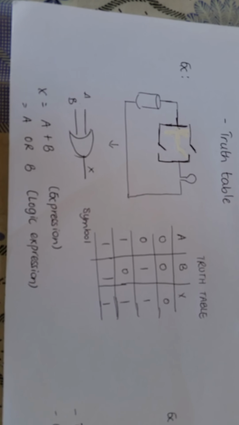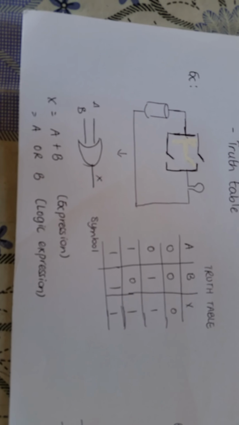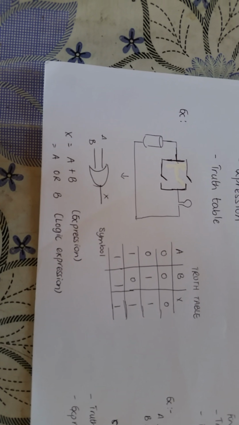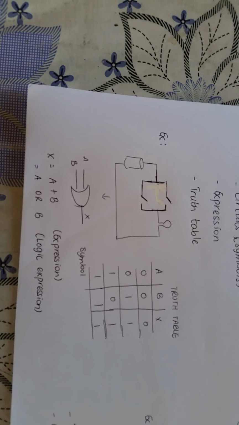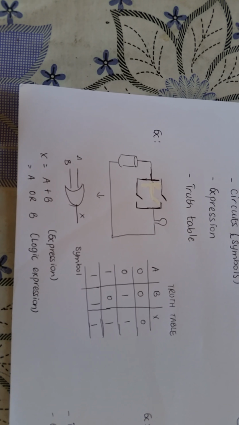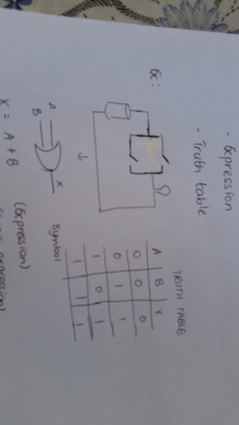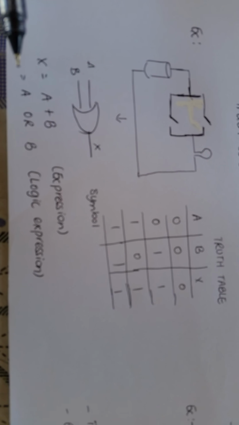Ensuite, nous déterminons the symbol and we have determined the expression, which is, for this case, x is equal to a plus b. This is the Boolean expression, and the logic expression is x is equal to a or b. Now for this gate, it is the OR gate.